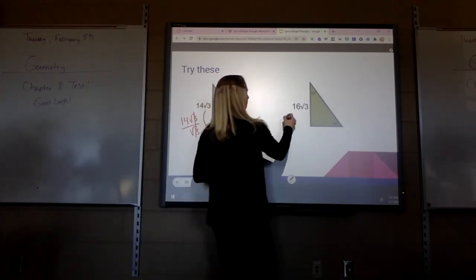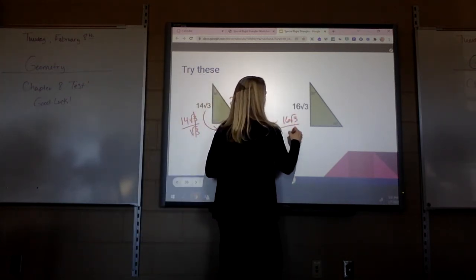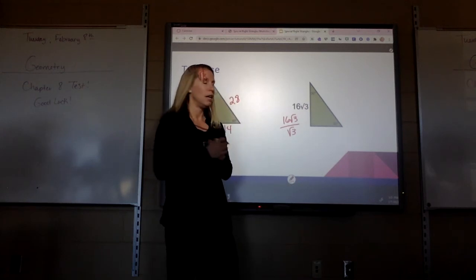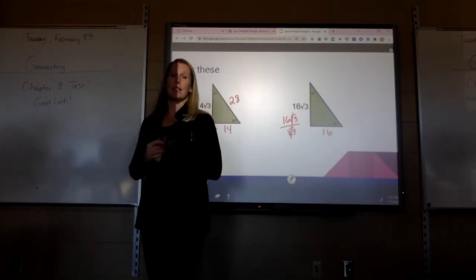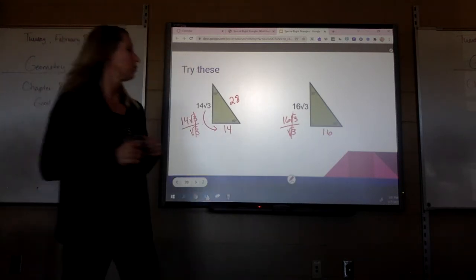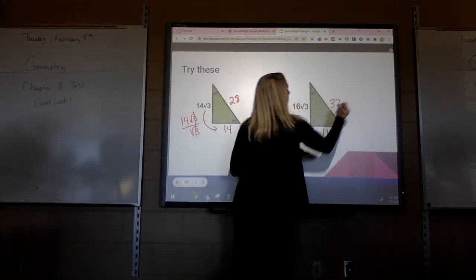So let's look at this one. 16 radical 3 divided by radical 3, the radical 3's cancel, and I'm left with 16. 16 times 2 to get the hypotenuse is 32.